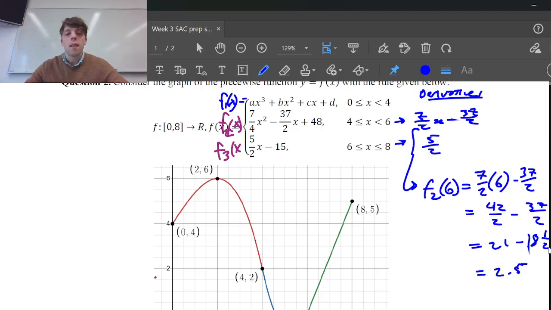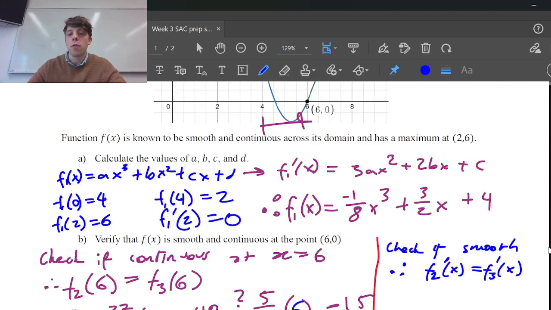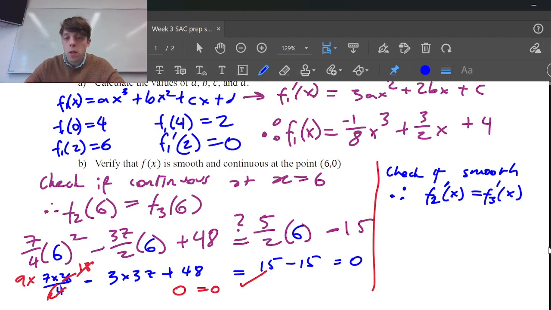So we can see there that the third function, this one's derivative, f3, was a constant 2.5. So we can see that both of them at the point x equals 6 have a derivative of 2.5. So yes, they do have 2.5. So yes, it is both smooth and continuous. So that's how we go about checking this.